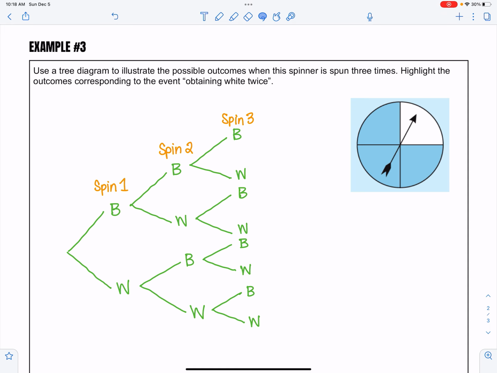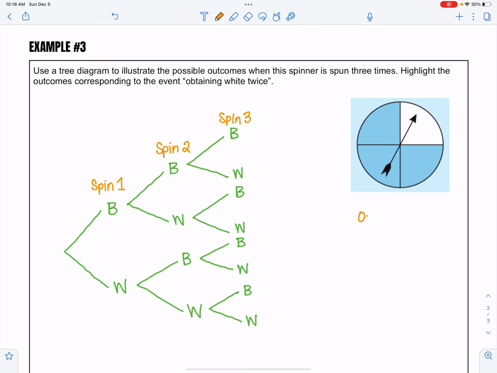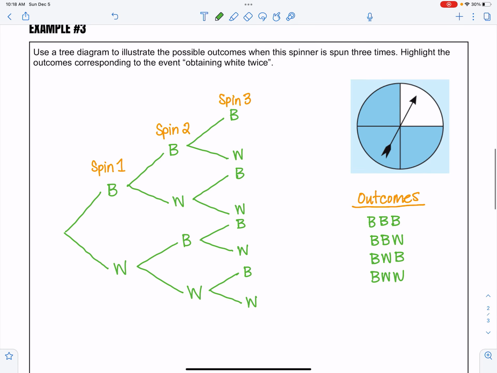All right, so if these are my 3 spins, then I should be able to list all of my outcomes. So remember, when we read a tree diagram, we read it from left to right. So my outcomes are either going to be that I can spin all blues in a row, or I can spin 2 blues and then a W, or I can spin a blue and then 2 W's. Or excuse me, a blue, a W, and then a blue, and then a blue and 2 W's. If I spin a white first, I can spin a white and then 2 blues, or I can spin a white, a blue, and another white, or I can spin 2 whites and then a blue, or I can spin all white.